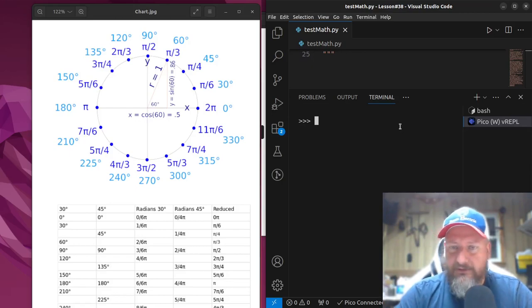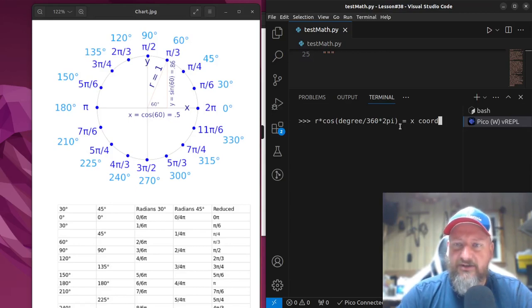Oh, by the way, before we do that, if you're needing to determine the circumference of your circle, and therefore your radius has to be involved, it would be r for radius times cosine, and once again degree divided by 360 times 2 pi. That's what it would be for your x if you need to determine the size of your circle.